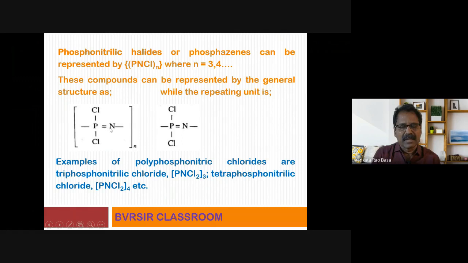Phosphorus is linked to nitrogen with a double bond, whereas the two Cl atoms are connected to phosphorus. That is the unit, and the one on the right side is the repeating unit in phosphonitrile halides. Examples of phosphonitrile halides are polyphosphonitrile chlorides, and in these we specifically have to study two molecules. One is triphosphonitrile chloride, its formula is (NPCl2)3, and tetraphosphonitrile chloride (NPCl2)4. So these are the two molecules on which we have to focus our attention.